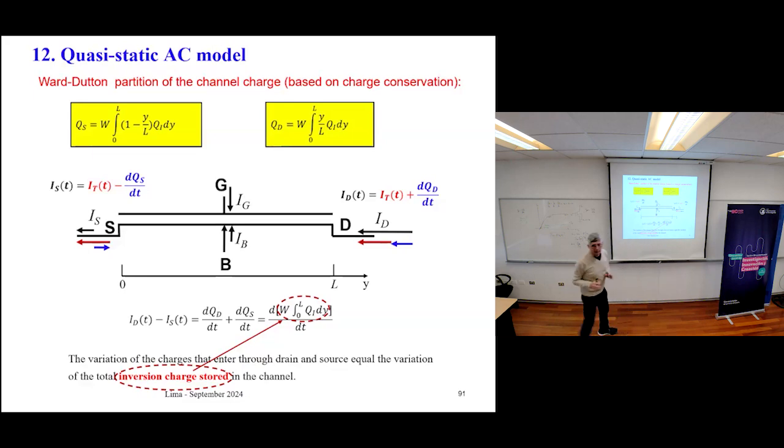Okay, there is a problem of notation here because the Qi is charge density, okay? And this is charge, coulombs. This here is charge density, this here is charge, okay? If you add these two terms, Qs plus Qd, that integral.